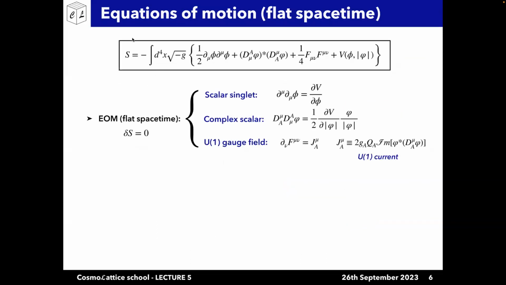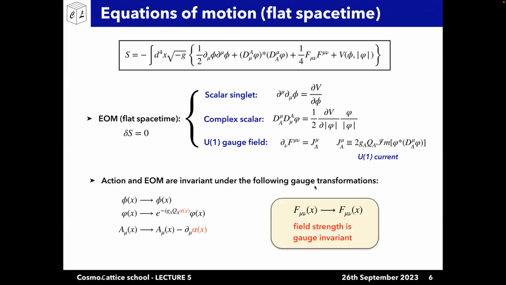Very well. So we have the action here. We can minimize the action and obtain the equations of motion in flat space-time. We have the equation of the scalar singlet that we know very well. Then the equation of the complex scalar, which is very similar, sourced by the derivative of the potential with respect to the modulus of phi. And then we have the equation for the U(1) gauge field, sourced by the U(1) current.